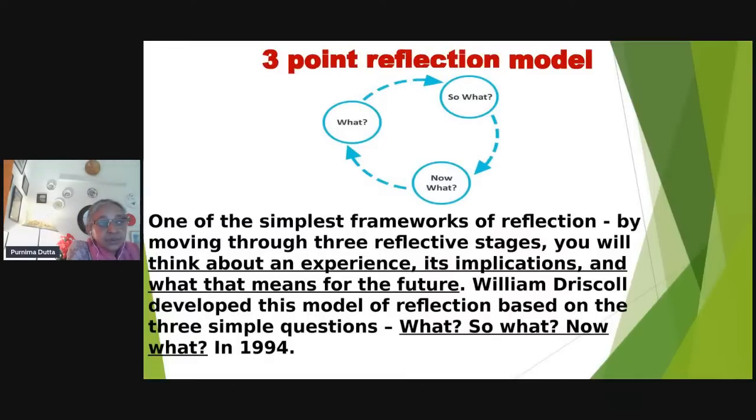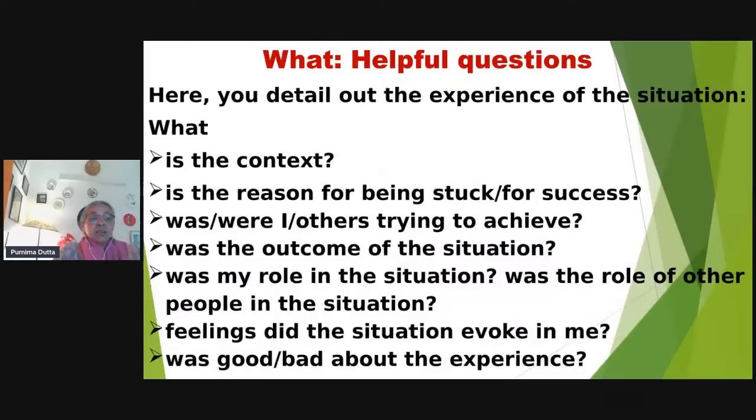Now what is, so what do I do now? So here, with helpful questions: What is the context? What is the reason for being stuck or for success? What was I or what were the others trying to achieve? What was the outcome of the situation?